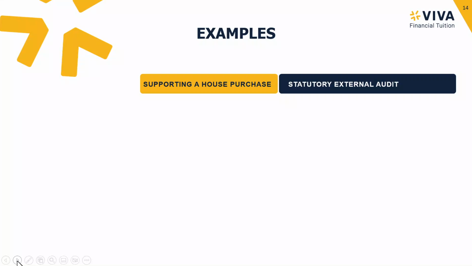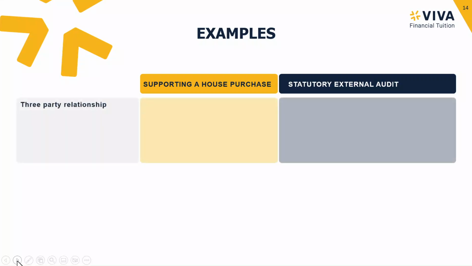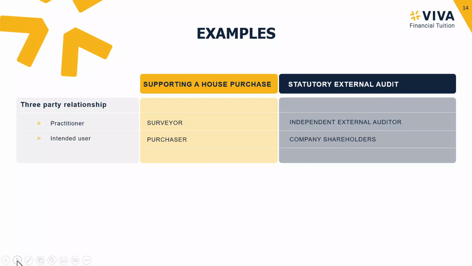Let's consider this with some examples. So we have 2 examples here: supporting the purchase of a house that we mentioned previously, and also our core concept of a statutory external audit. So first of all, the 3-party relationship. Can you remember who those 3 parties were? We required a practitioner, we required an intended user, and there is the responsible party.